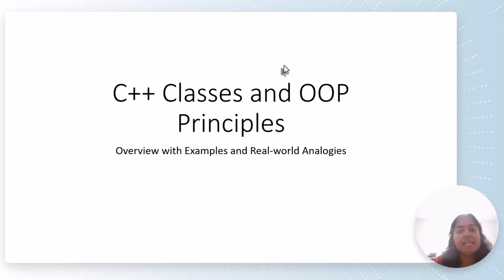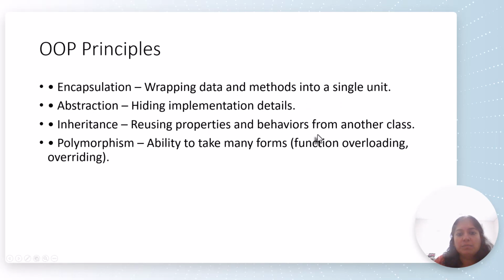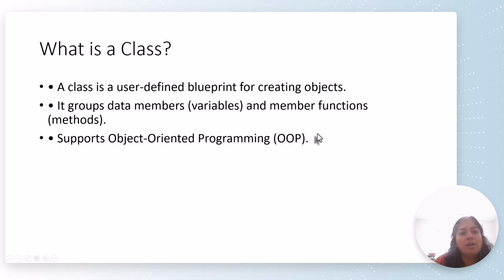Let us talk about the C++ classes and object-oriented programming principles. So what is a class? A class is basically a user-defined blueprint for creating objects. It defines a skeleton for creating the objects. It groups different data members and member functions. Data members are attributes, which are also called the variables, and member functions, which are also called the methods.